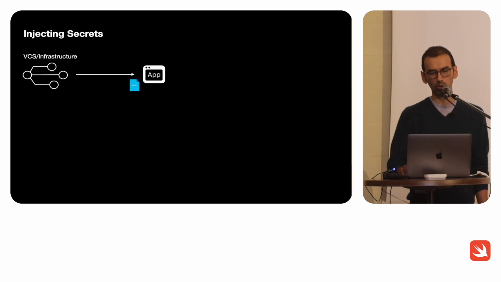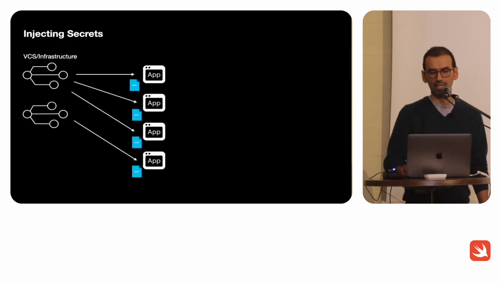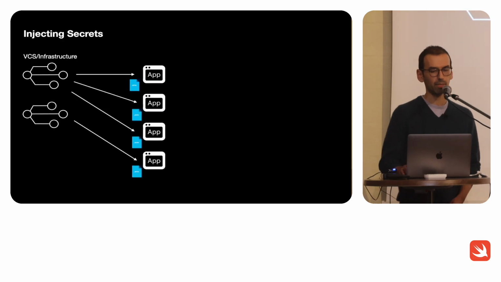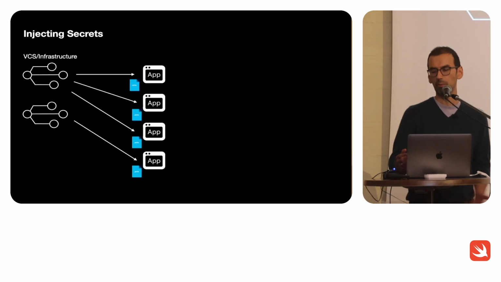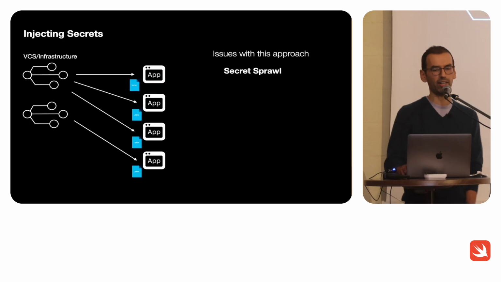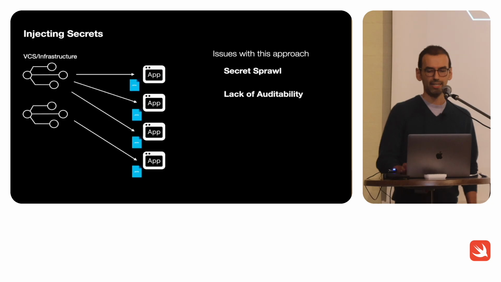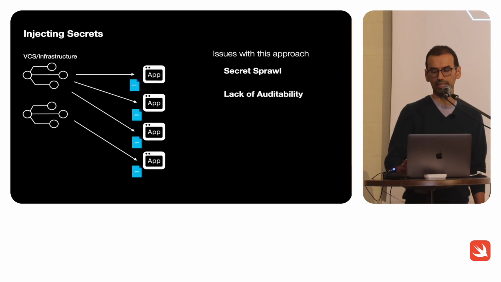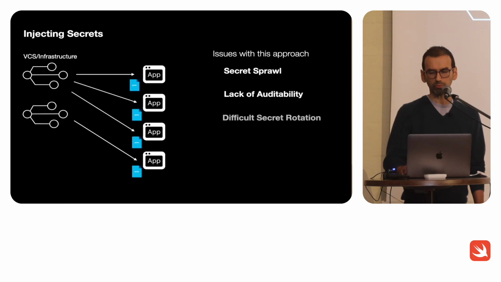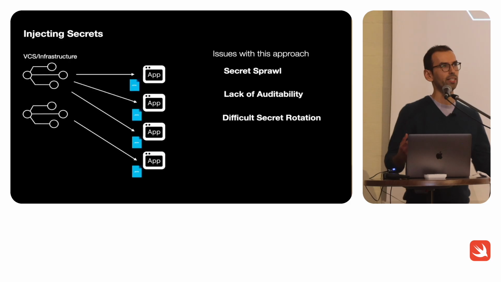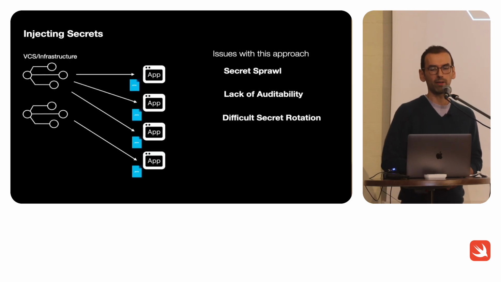But as the team grows and the application scales, we start to see that this approach does not hold up. We start to see some familiar issues. We start to see that our secrets are scattered across the infrastructure and different repositories. We start to see that there is no historical log of what is happening, who is accessing the secrets, not only humans but also machines. And we also start to see that it's difficult to rotate the secrets.